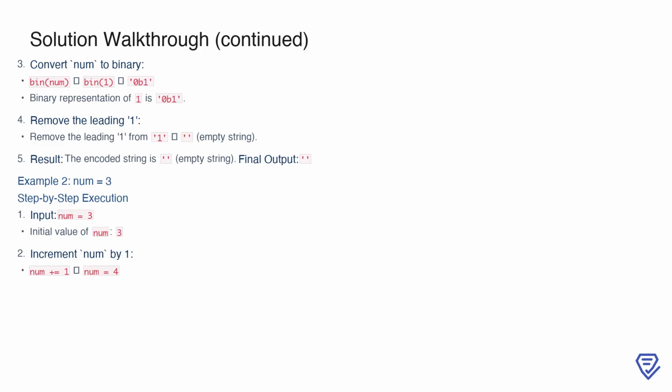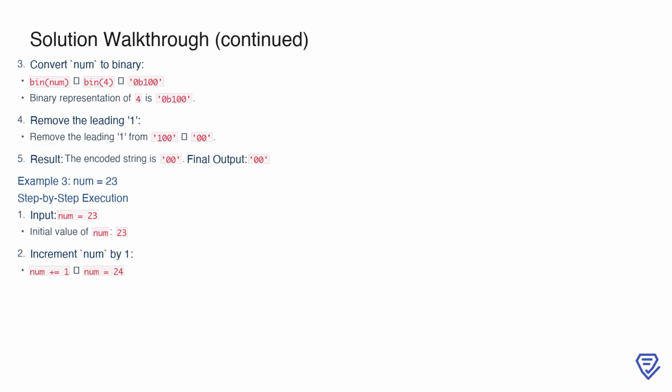Now, let's walk through another example where number is 3. Starting with number equals 3, we increment it by 1, which gives us number equals 4. For number equals 4, we need to convert this value into its binary representation. Using bin(4), we get the string 0b100. Here, the binary representation of 4 is 100. The next step is to remove the leading one from this binary string. When we remove the leading one, we are left with 00. Therefore, the encoded result for number equals 3 is 00.